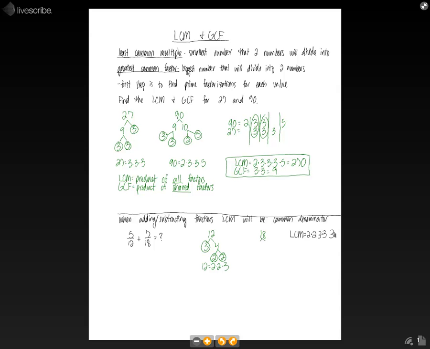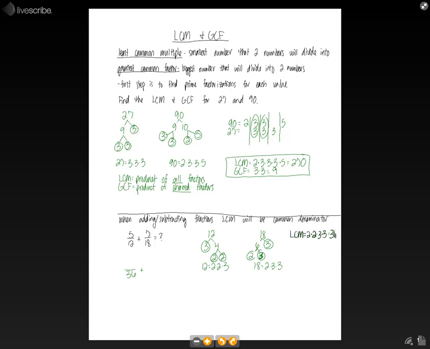And then 18 will factor into a 6 times a 3. The 3 is prime. And the 6 will be factored into a 2 times a 3. And so 18 is equal to 2 times 3 times 3. So our LCM, again, is the product of all of the factors. So between these two numbers, we have 2 2's and 2 3's to give us an LCM of 36. And so that's what our new common denominator is going to be.